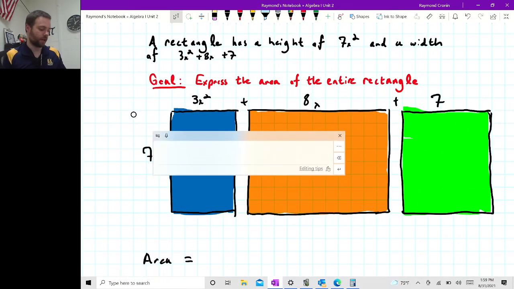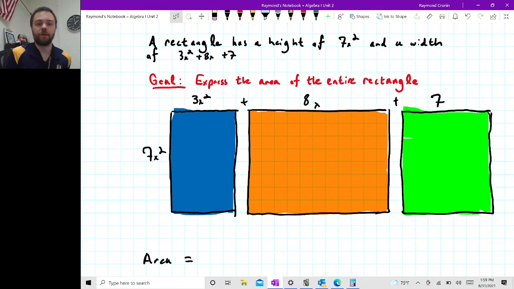But you'll get questions like this, where it says a rectangle has a height of 7x squared and a width of 3x squared plus 8x plus 7. And so the goal here is to express the area of the entire rectangle with a polynomial. So if you think about this, you're multiplying 7x squared, which is this length, by each one of these individual bits. So you've got 7x squared times 3x squared.